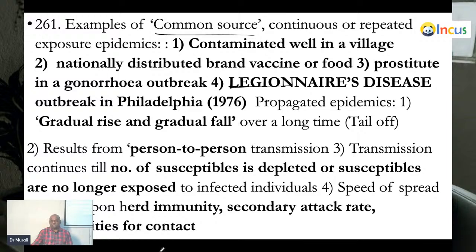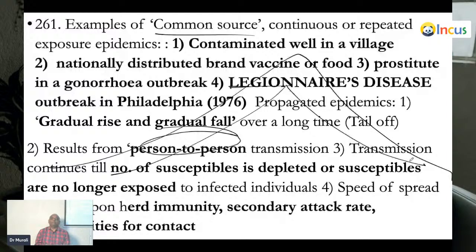Propagated epidemic. Even COVID falls here. COVID also is a kind of propagated epidemic, because person to person transmission is there and it continues to propagate until the herd immunity is adequate, susceptibles are depleted, or susceptibles are no longer exposed to infected people. But in a propagated epidemic, there is a gradual rise and gradual fall. That's what you need to remember.